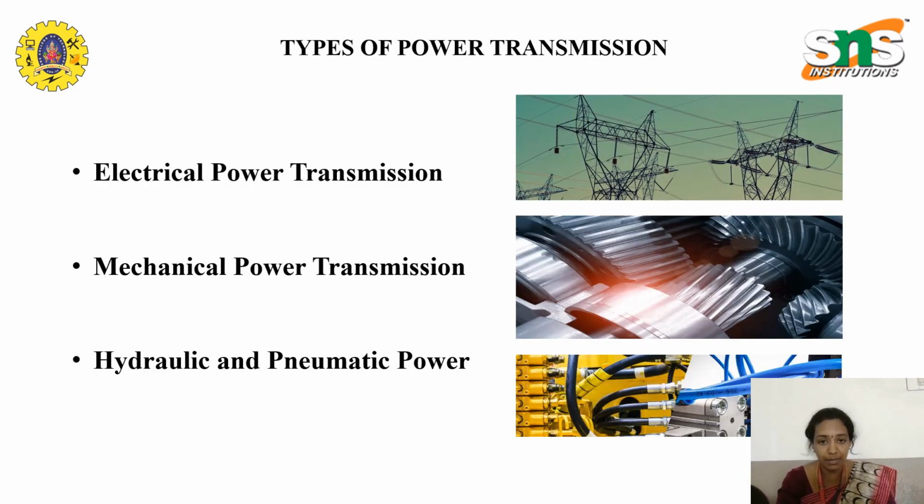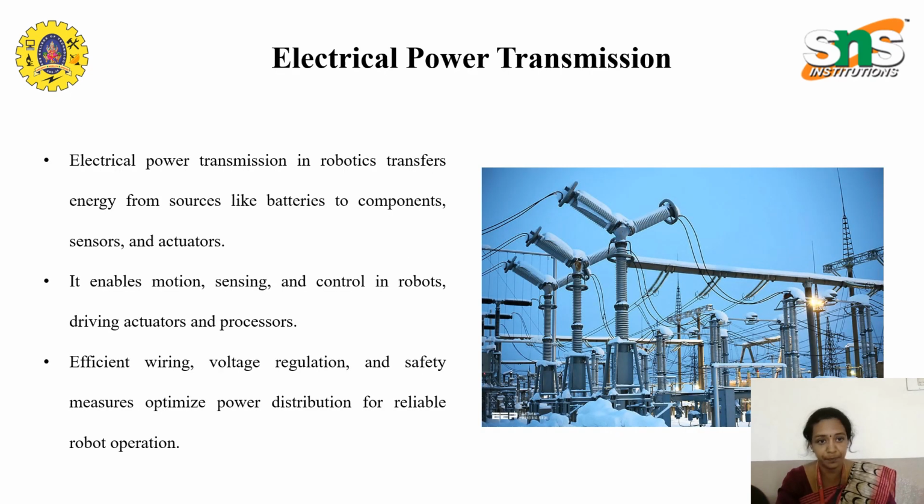There are several different types of power transmission systems. The main three are the electrical power transmission system, the mechanical power transmission system, and the hydraulic power transmission system, along with the pneumatic power transmission system. First of all, we shall learn the electrical power transmission system.